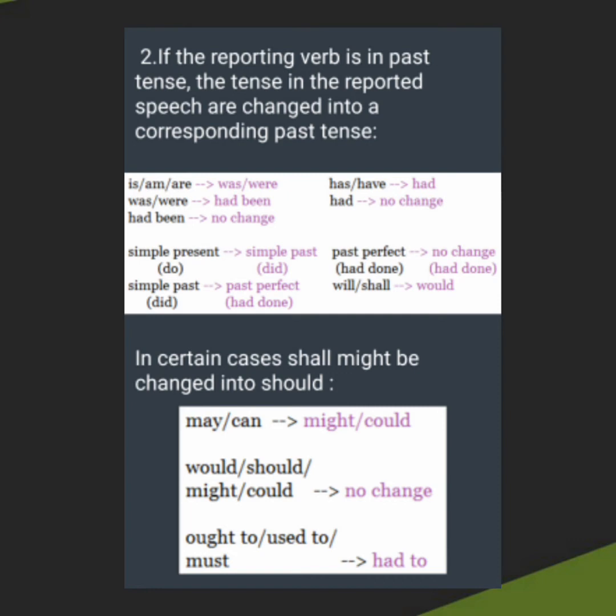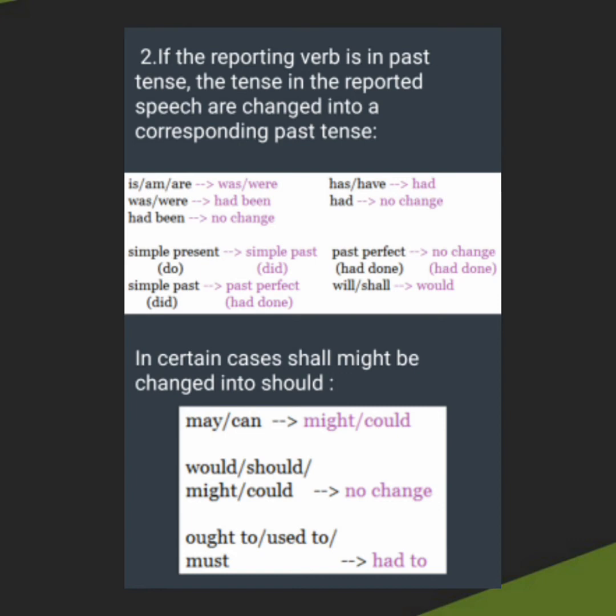That is, simple present tense will be changed into simple past tense. Simple past tense will be changed into past perfect. And if past perfect comes in direct speech, there is no change. In certain cases, shall might be changed into should. May can be changed into might, can into could, and would, should, might, could have no change. We can use them as such. Ought to, used to, must should be changed into had to.